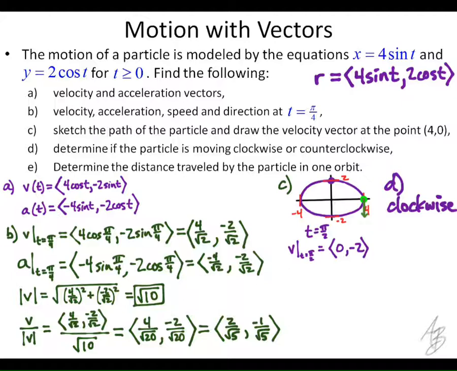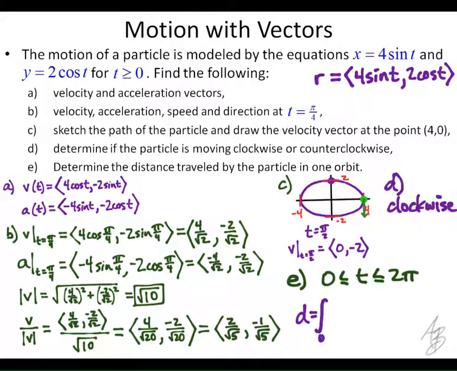All right, and then the last one, part E. We want to find the distance traveled by the particle in one orbit. So first of all, on what interval is going to be one orbit? That was awkwardly worded, but yeah. So it's going to be from 0 to 2 pi. That'll give us one orbit, and we get that just by knowing about the trig functions. And so to find the distance traveled, what are we going to do? Distance or arc length formula. Yeah, it's the arc length formula.